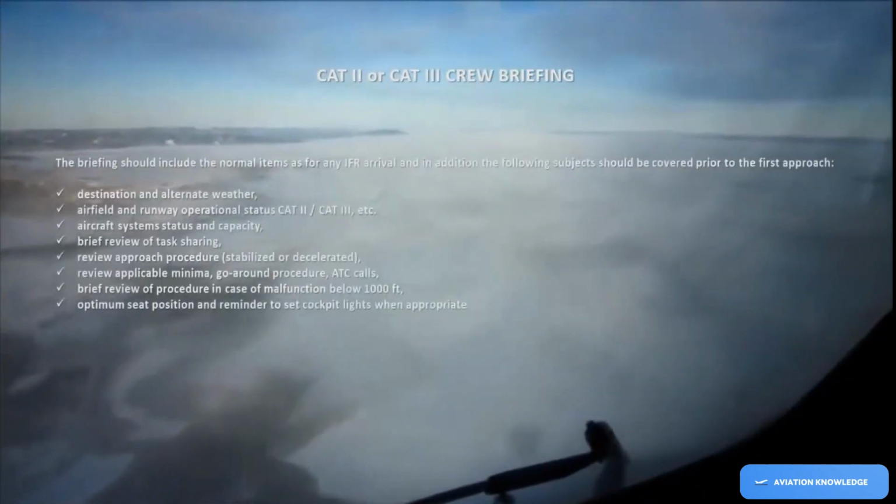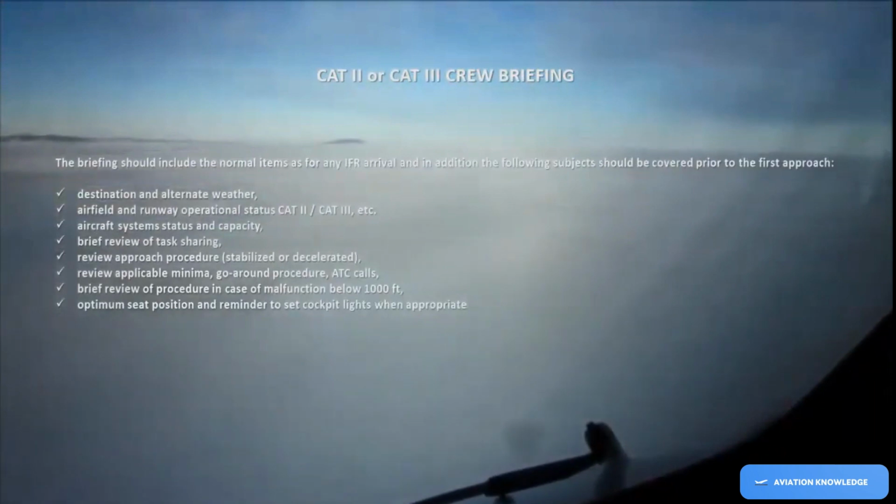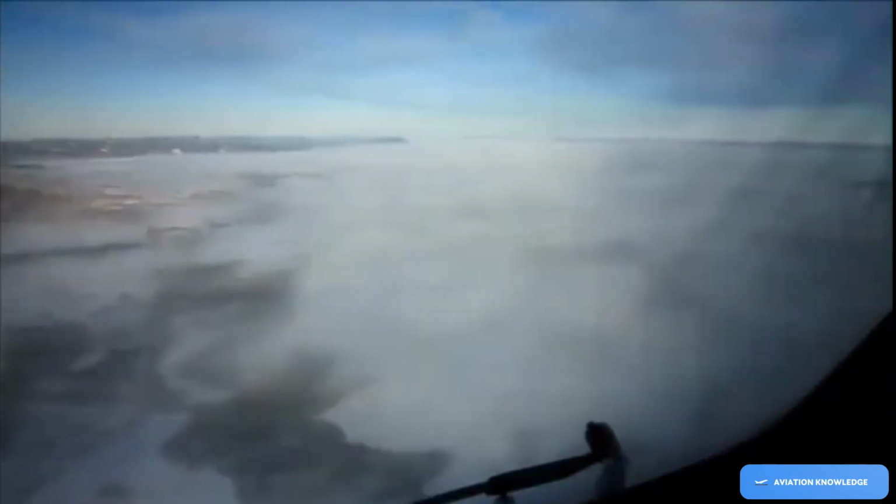The briefing should include the normal items as for any IFR arrival, and in addition the following subjects should be covered prior to the first approach: destination and alternate weather, airfield and runway operational status CAT-2, CAT-3, etc. Aircraft systems status and capacity, brief review of task sharing, review approach procedure, stabilized or decelerated, review applicable minima, go-around procedure, ATC calls, brief review of procedure in case of malfunction below 1,000 feet, optimum seat position and reminder to set cockpit lights when appropriate.